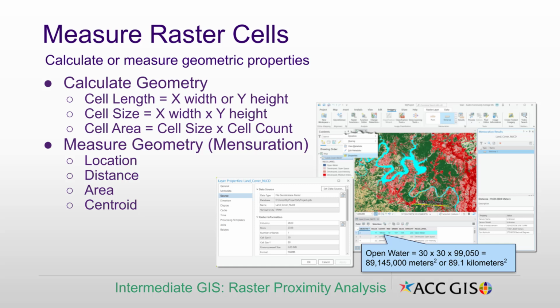Another way to measure geometry is on the imagery ribbon in the mensuration tools. And mensuration is just a fancy way to say measure. And the tools are very similar to the measure tools, which you can also use. But the mensuration tools include location, distance, area, and centroid. And you can see in the example again on the lower right-hand corner where I'm utilizing the mensuration distance tool and the mensuration results pane to measure a distance in meters just south of the river there.